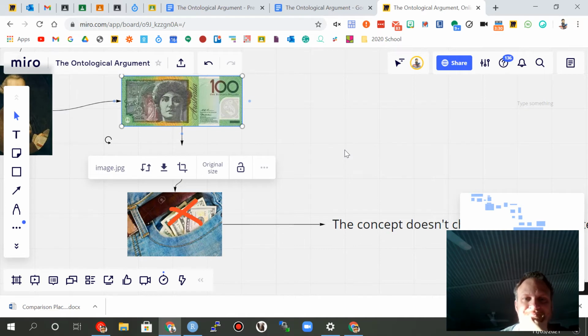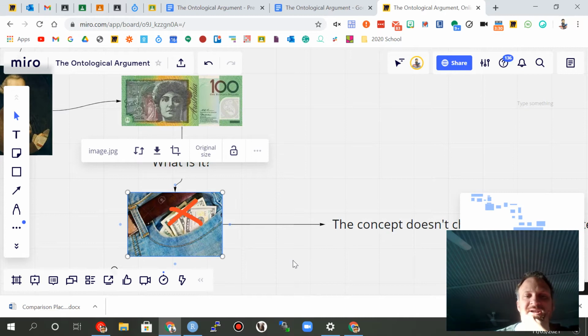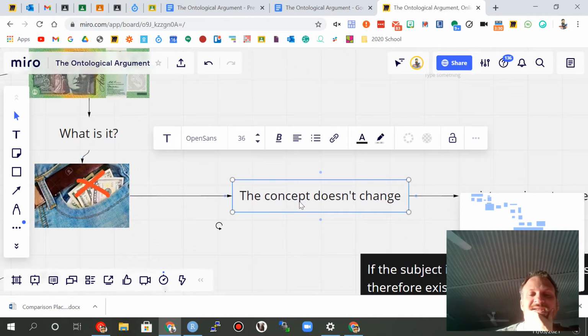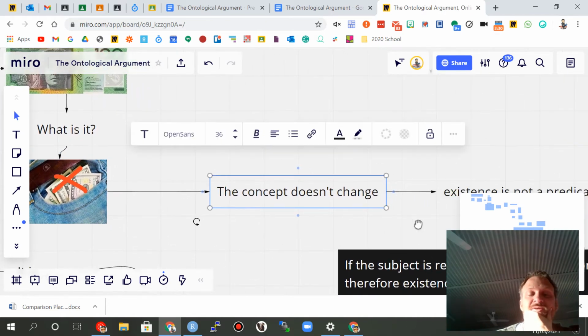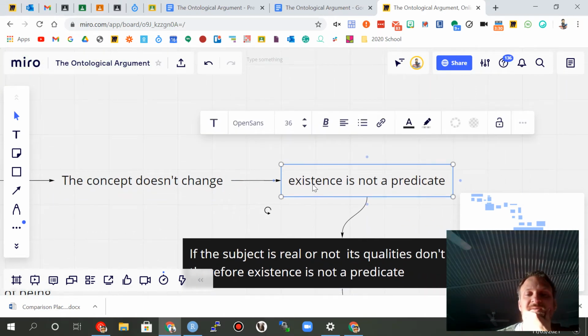Take a note. And what it gets us to understand is that if the imaginary money in our pocket, or actually the real money in our pocket, the concept of $100 doesn't change, even if it's real or isn't real. So therefore, he says, look, a concept can remain the same, it doesn't change, but its existence or non-existence can change. So therefore, existence is not a predicate. In other words, existence can't be used to describe what something is. Take a note.